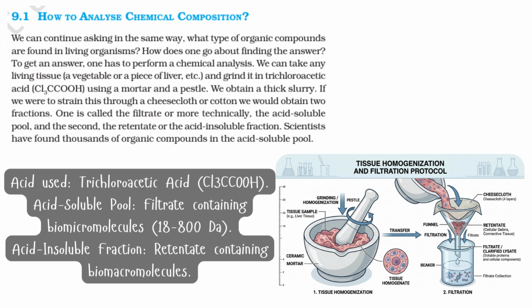The first is the filtrate, or the acid-soluble pool, which contains thousands of small organic molecules with a molecular weight of 18 to about 800 daltons. The second is the retentate, or the acid-insoluble fraction, which retains the larger macromolecules. This filtration step is the basis for studying cellular chemistry.